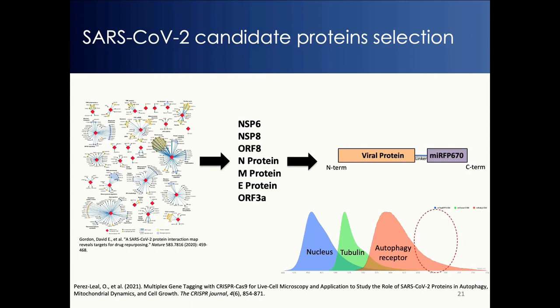and our approach was to build overexpression plasmids to overexpress each of these proteins with a fluorescent protein at the C-terminal tag that will not interfere with the other fluorescent proteins, that will not cross-tag with the other proteins already present in the cell model.